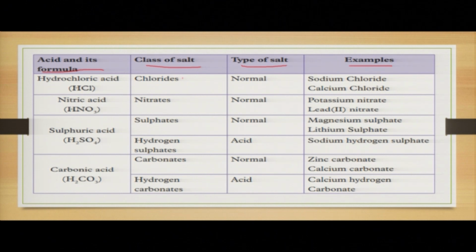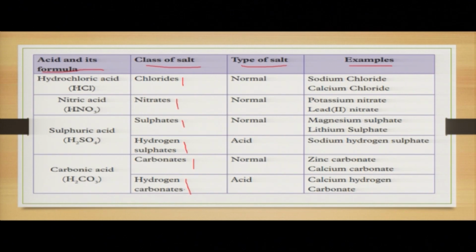So here we have what we call chlorides. That is the class of the salts. Then we have nitrates. We have sulfates. We have hydrogen sulfates. We have carbonates. And then we have hydrogen carbonates. These are different classes. So under different classes, we can have either normal salt and also we can have acid salt.